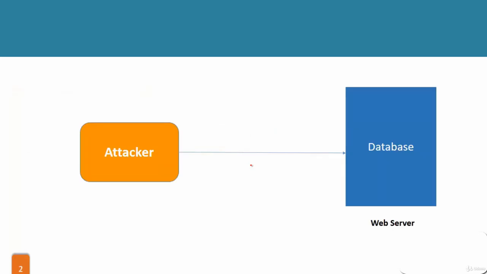So this is the scenario. We have an attacker and we have a database, and the database is obviously inside the web server. So the web server contains the database, alright? If you want to attack a website, you are at the front end of the website and you need to enter some queries so that you can connect with the backend, which is the database. These queries are called SQL queries. SQL is called structured query language, and this language is used to communicate from the front end to the backend.